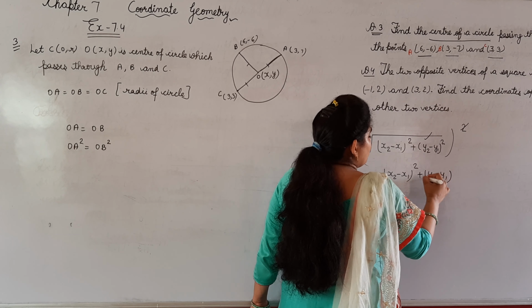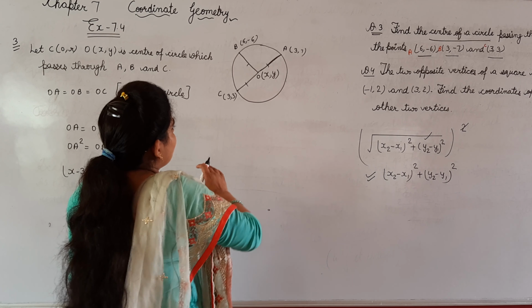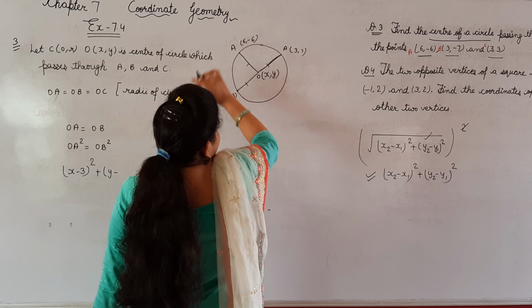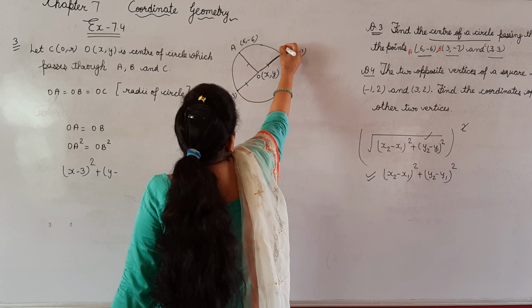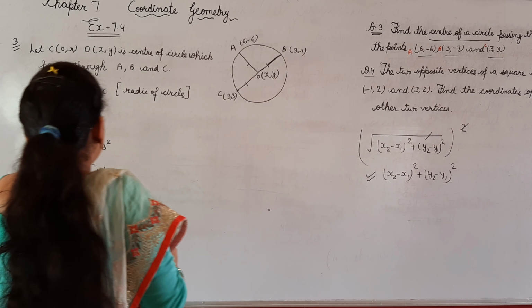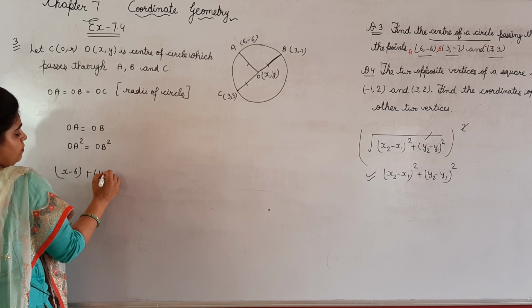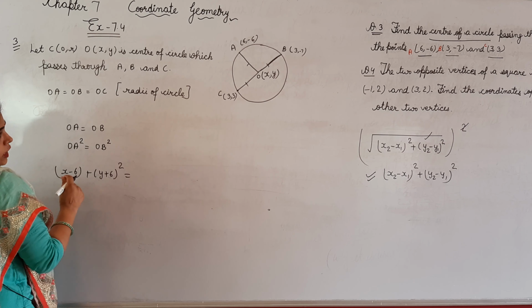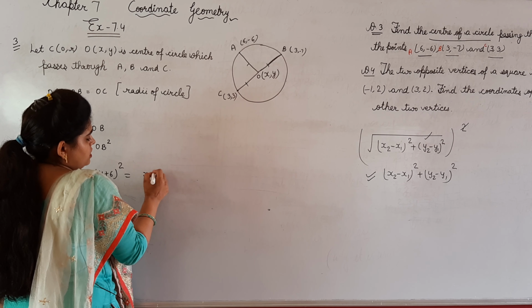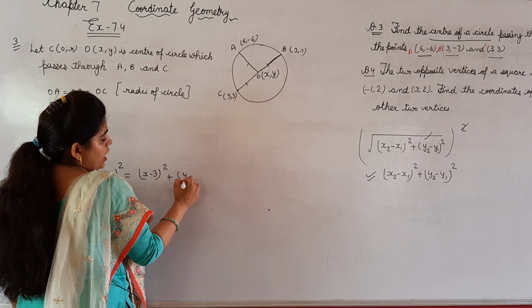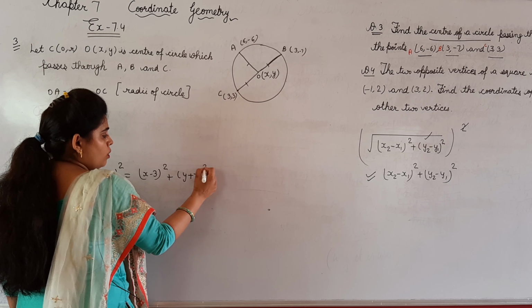So from here OA square means x minus 3 whole square plus y minus, what are the coordinates? This is point A, 3 minus 7 is given. This is point B and this is point C. Then what will be OA? X minus 6 plus y plus 6 whole square will equal to OB square, means x minus 3 square plus y plus 7 whole square.